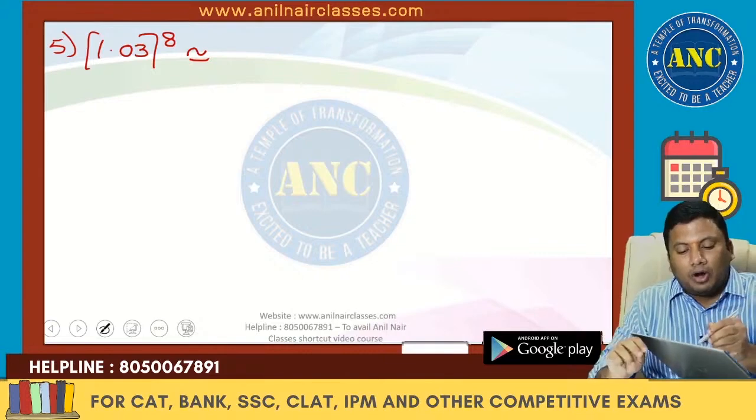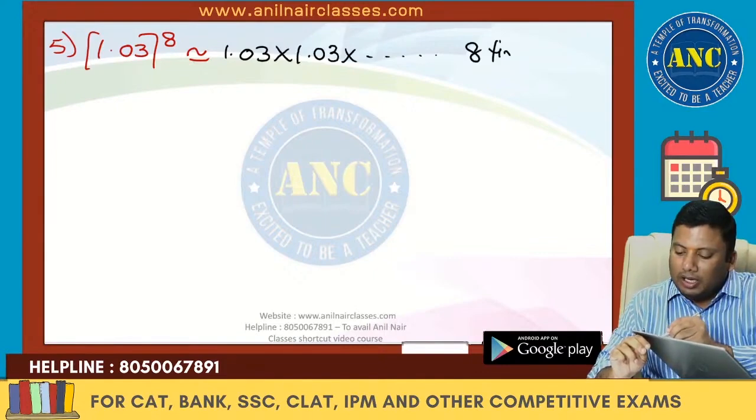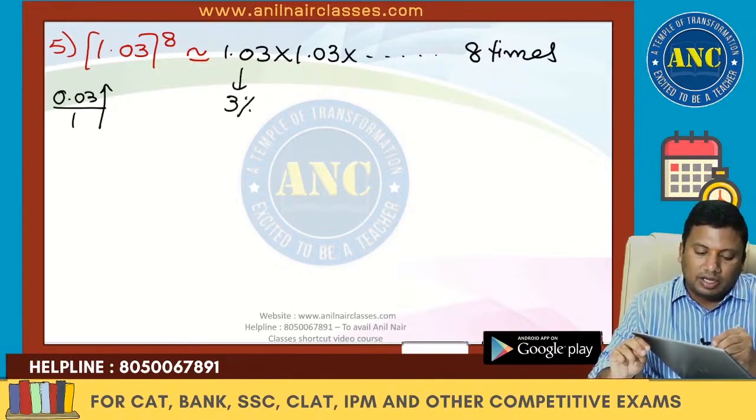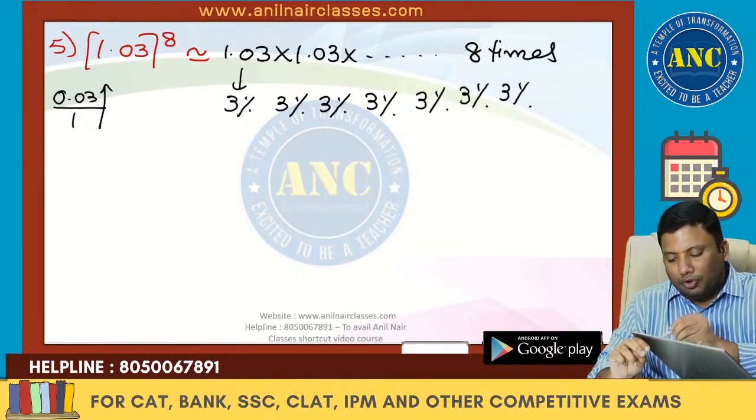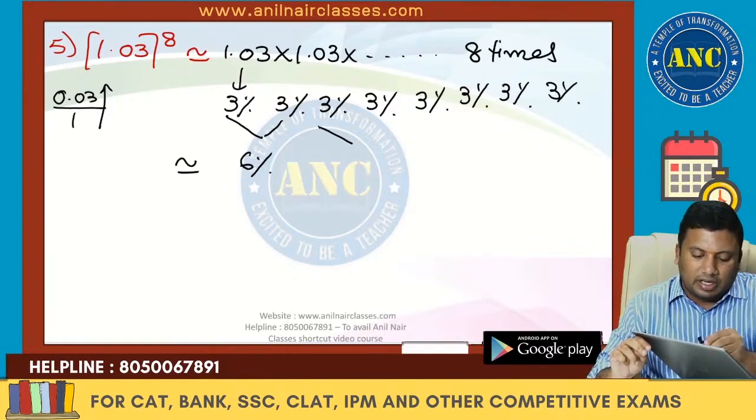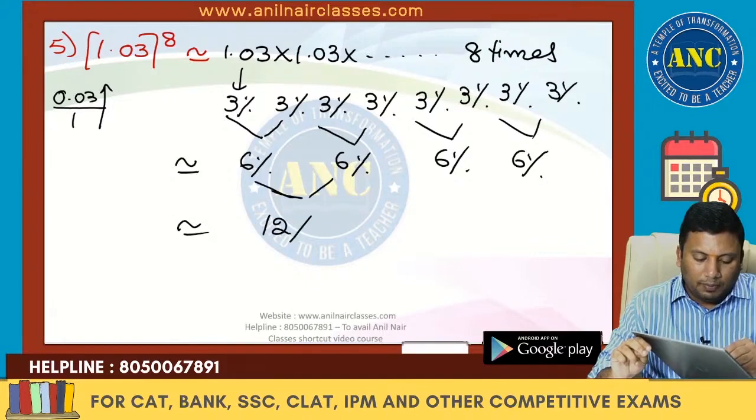Fifth one: 1.03 power 8 approximately. It is nothing but 1.03 and so on, multiplied 8 times. 1.03 is on 1 an increase of 0.03. This is nothing but 3 percentage successively done 8 times. 2, 4, 6, 8 times. So 3 with 3, 6 percentage approximately, successively done 4 times. 6 with 6, 12 percentage approximately, done 2 times.